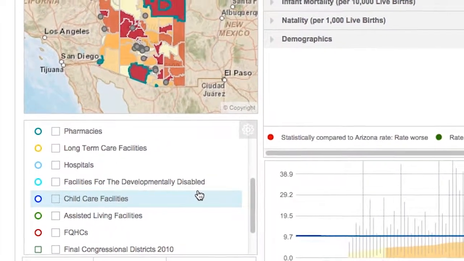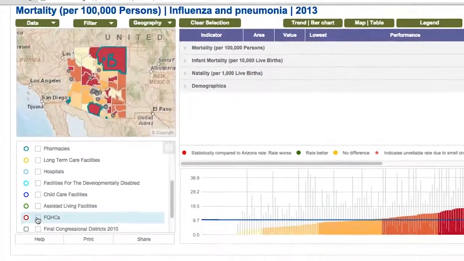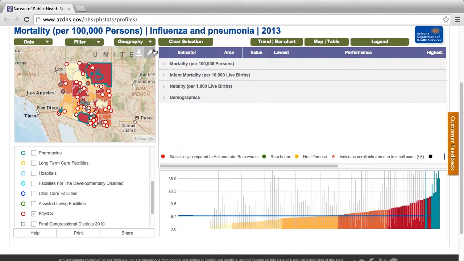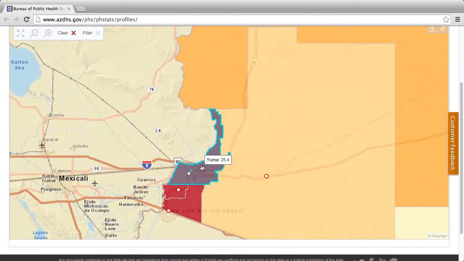FQHC stands for Federally Qualified Health Center. These are places where people can get health care on a sliding fee schedule. Since we know poverty is high in these PCAs, FQHCs are particularly important facilities to identify. I can scroll over every FQHC and find the name of it. I can also zoom in to get a better idea of where it's located.